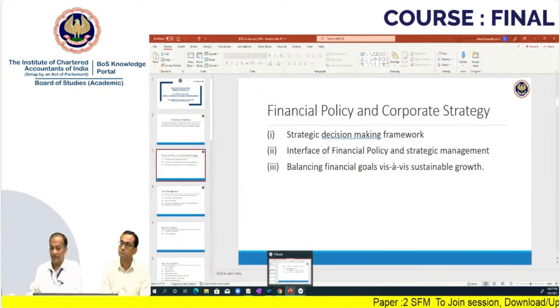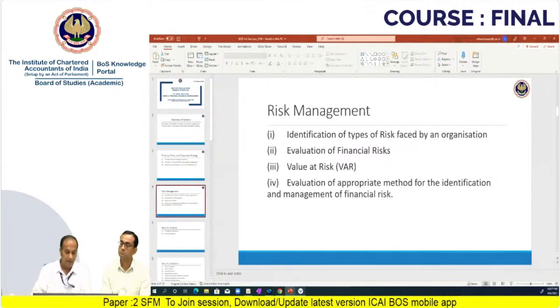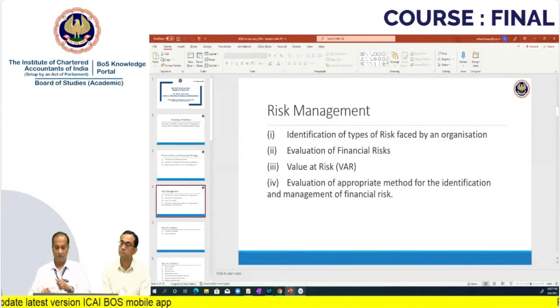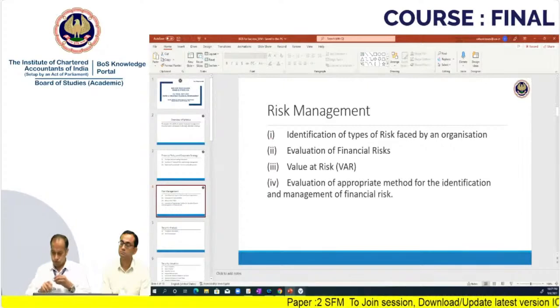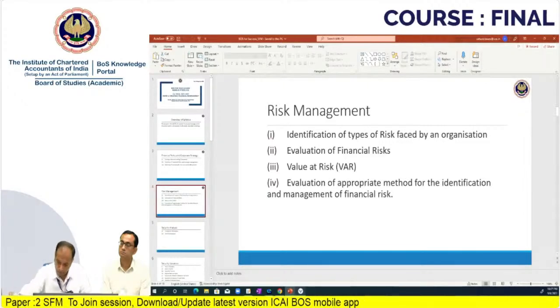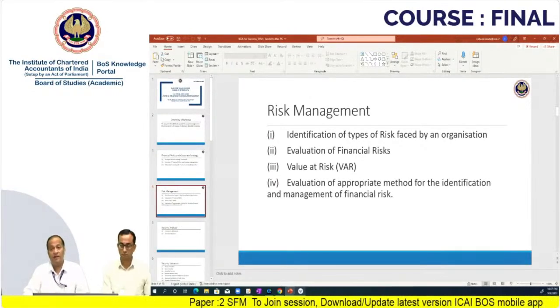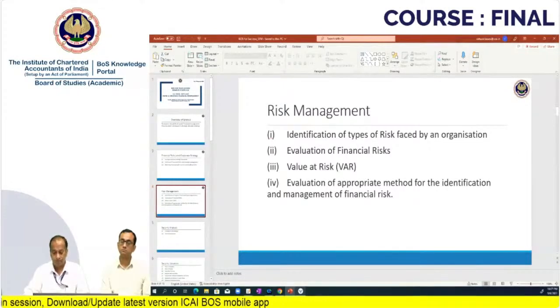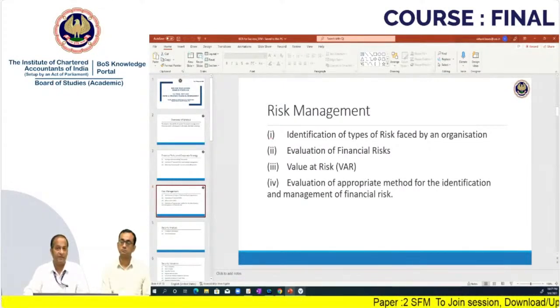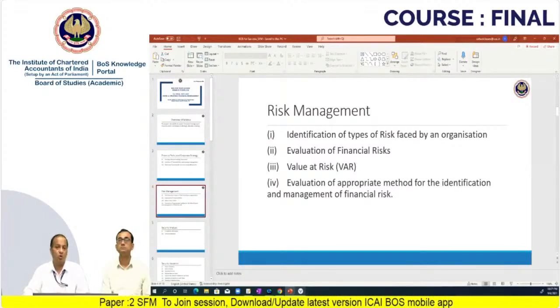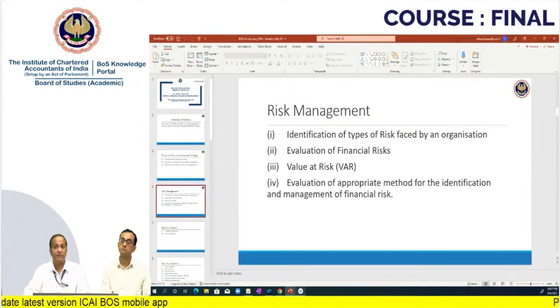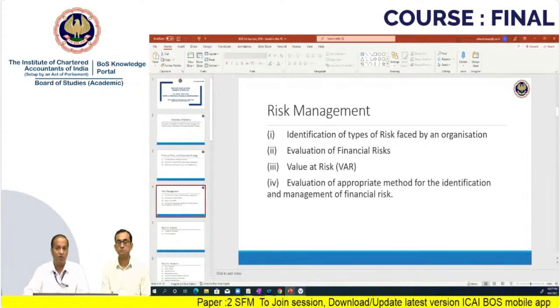Now I am coming to the second important topic, risk management. Student, the risk management topic has now become a very important topic nowadays, especially after the pandemic, because no one had thought about a scenario where everything would be locked down. It was a very unimaginable situation for us that we were sitting at home for about 2 months, and we were just coming out for essentials only.